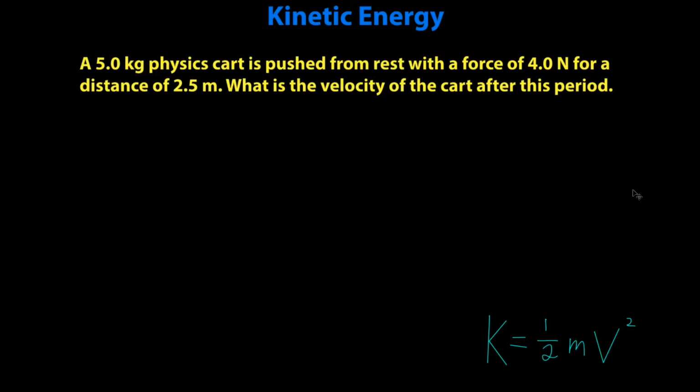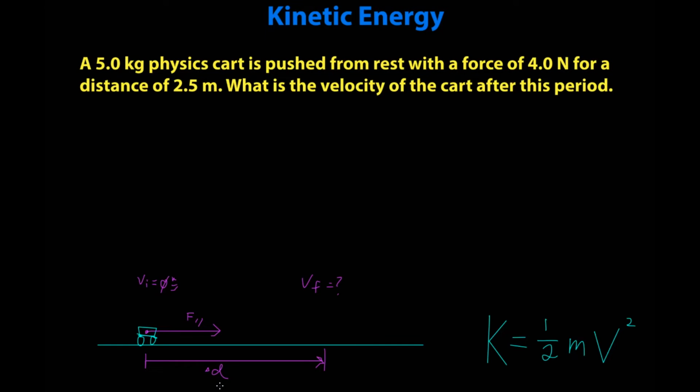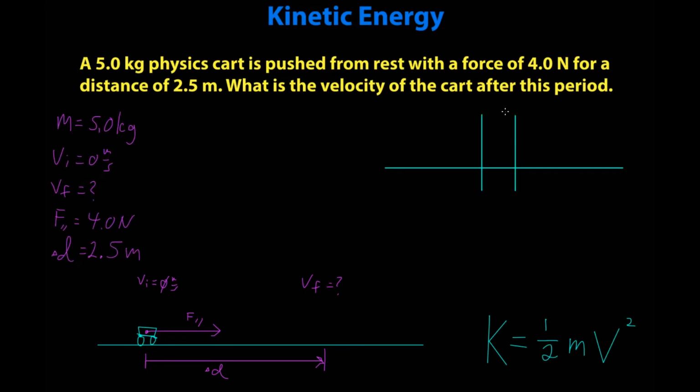A 5 kilogram physics cart is pushed from rest with a force of 4 newtons for a distance of 2.5 meters. What is the velocity of the cart after this period? So again, I have my cart, it's being pushed to the right, I have a displacement to the right, velocity initial is 0, and velocity final is what we're looking for. My givens, I'll put over here. I'm going to add one more thing.